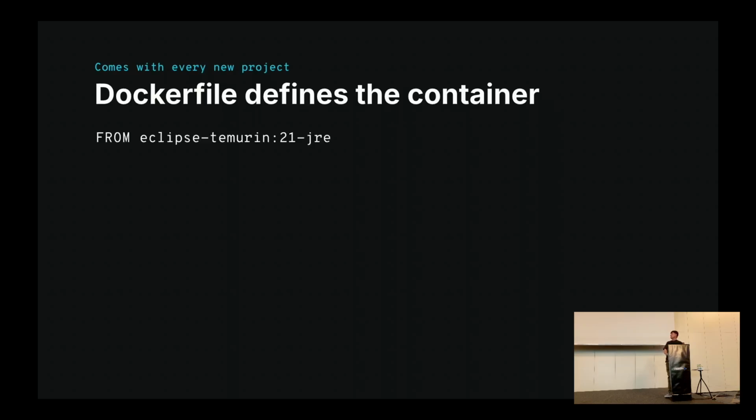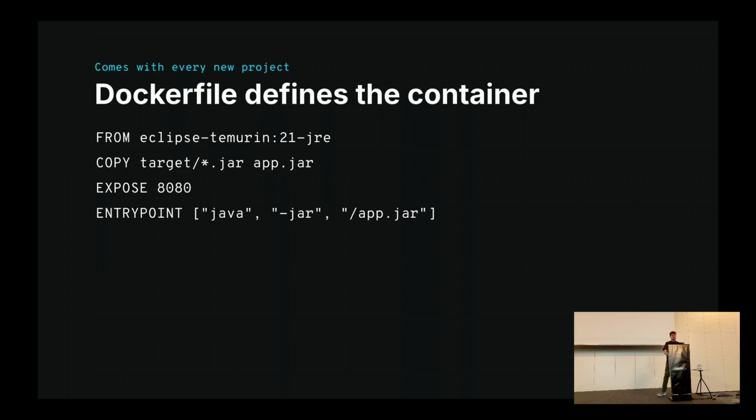and it's kind of simple because Vaadin generates one for you automatically, but just to take a look in there. It's the name of the image that you're building on, what you're copying in there, what port you are exposing, and how you start it.